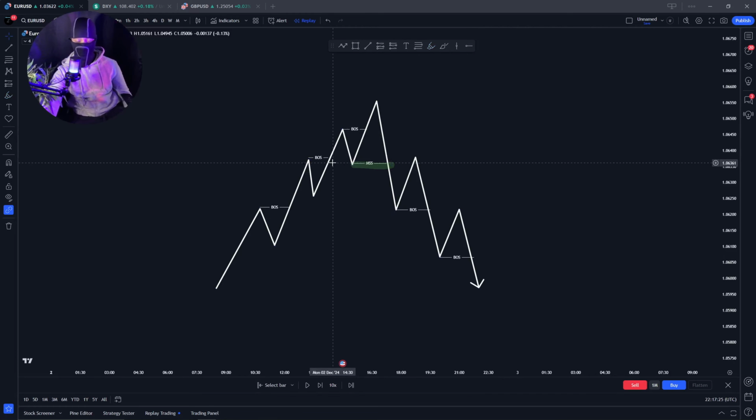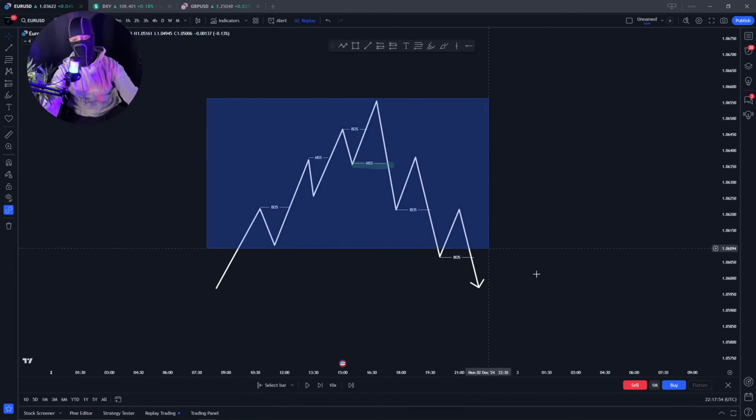Now, the main difference between a market structure shift or change of character and a breaker structure is that a market structure shift is telling us that market price has now shifted, right? Whereas a breaker structure is more for a continuation. So if we're continually breaking structure towards the upside, this would be a breaker structure. This here would not be a market structure shift. Why? Because the market can't shift structure. It's still being bullish. So I hope you guys understand this.